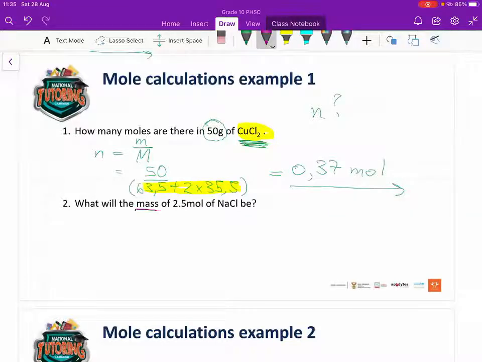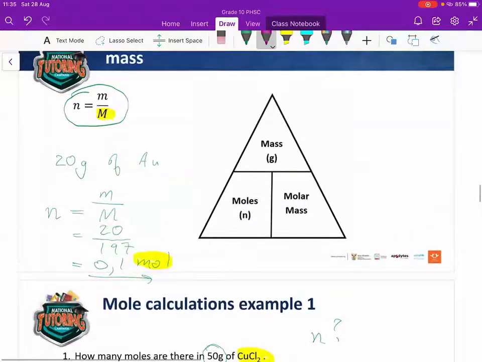What is the mass of 2.5 moles of NaCl? Imagine salt in your cupboard. If you've got 2.5 moles of that, then what is going to be the mass? Now we need to go back to our formula and change the subject of the formula. We don't want to work out n because we've already got n. Big M we can always get from the periodic table. We now need to work out little m.